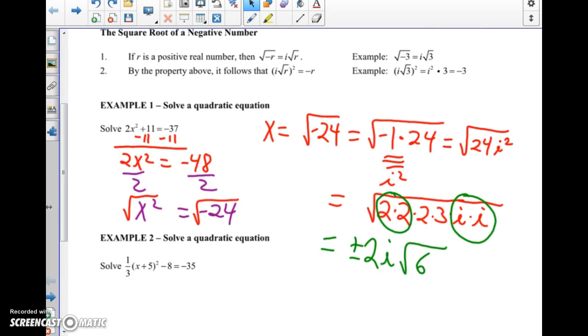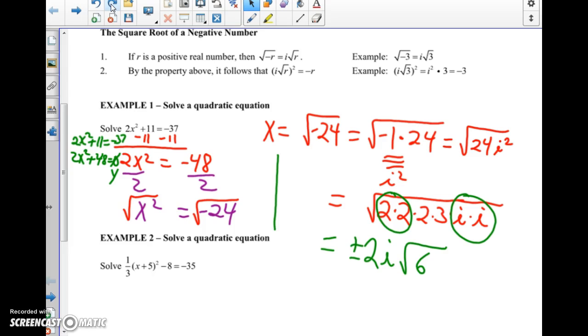Anybody else so far? Look, here's what we're going to do. Let's take the problem you just finished doing. Let's add the 37 back over here, okay? So you get 2x squared plus 48 equals 0. Now let's take away the 0 and put in its place a y. You did this earlier with other things.